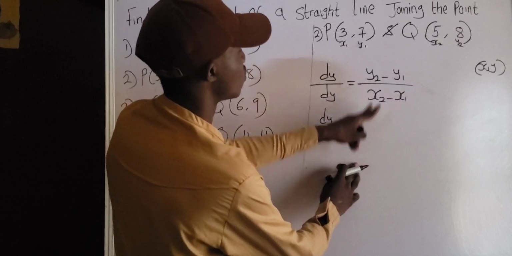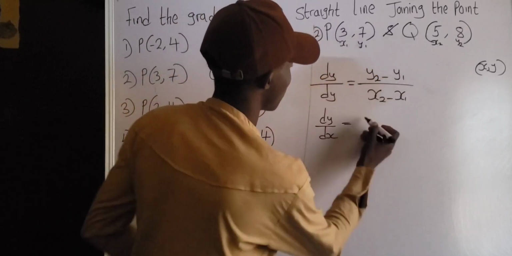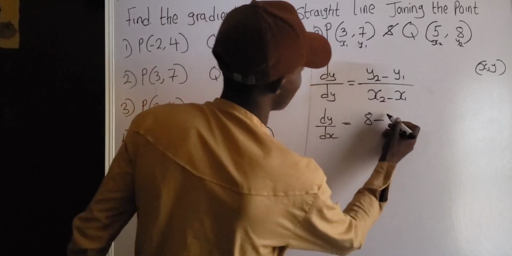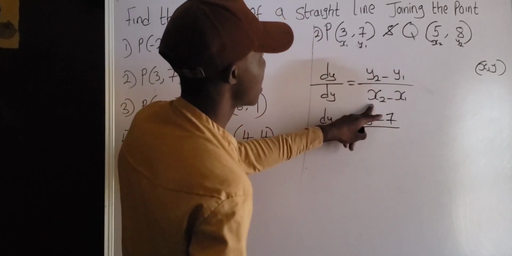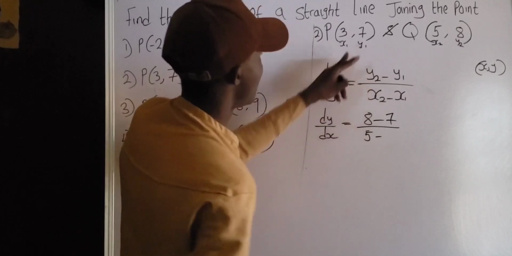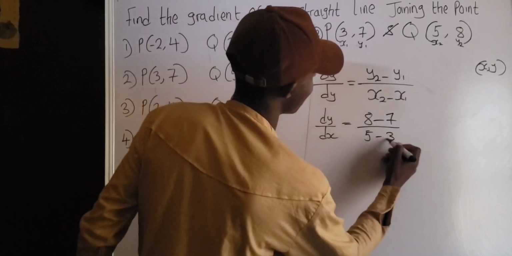The gradient is equals to y2. y2 is 8, so I'm going to have 8 minus y1. y1 is what? 7. 8 minus 7 all over x2. x2 is 5, so I'm going to have 5 minus x1. x1 is 3, so for this I'm going to have 3.